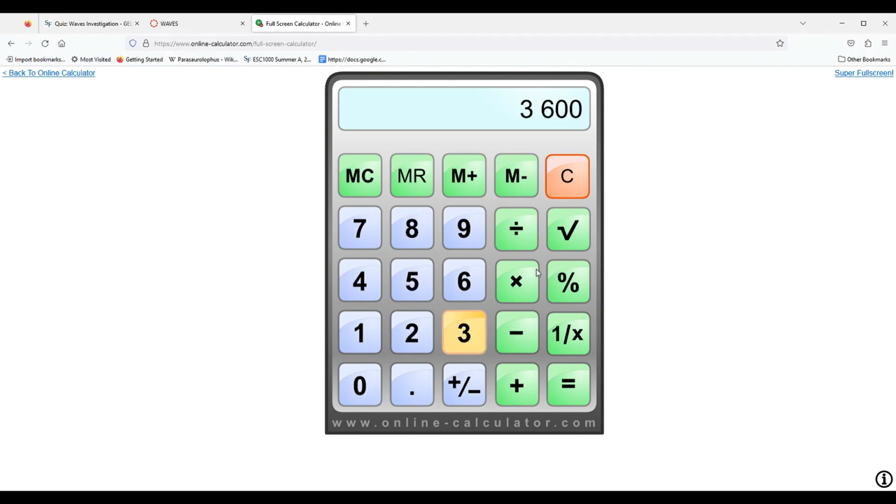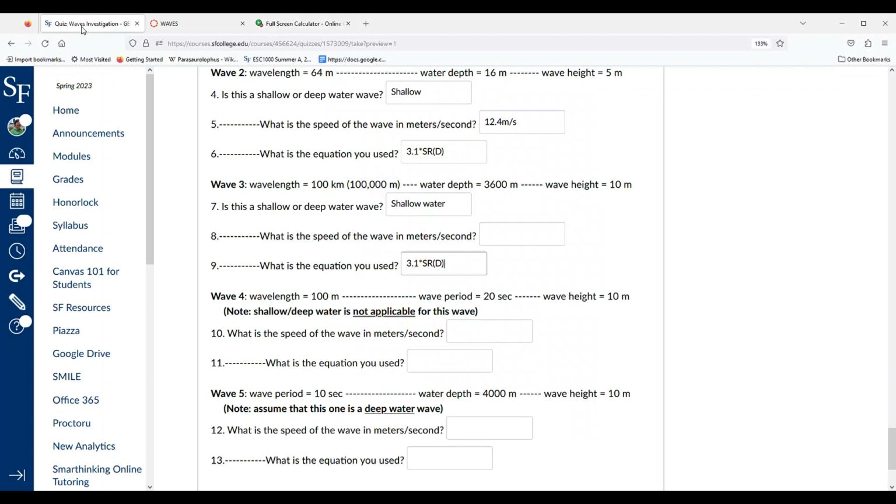3,600, the square root of that, of course, is 60, times 3.1 gives us a wave speed of 186 meters per second. Now, what is 186 meters per second? And you could put this in as 186 or 186.1 meters per second. Well, 186 meters per second, if you convert that to miles per hour, comes out to be about 380 miles per hour, which is a slow jet or a fast propeller-driven airplane.